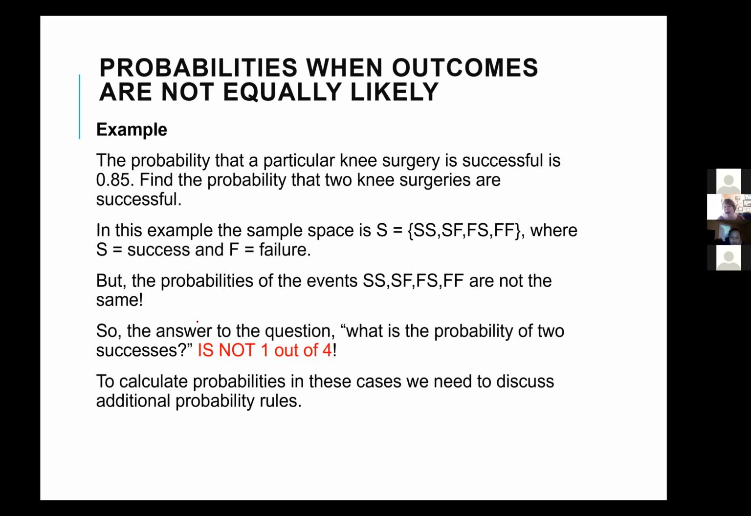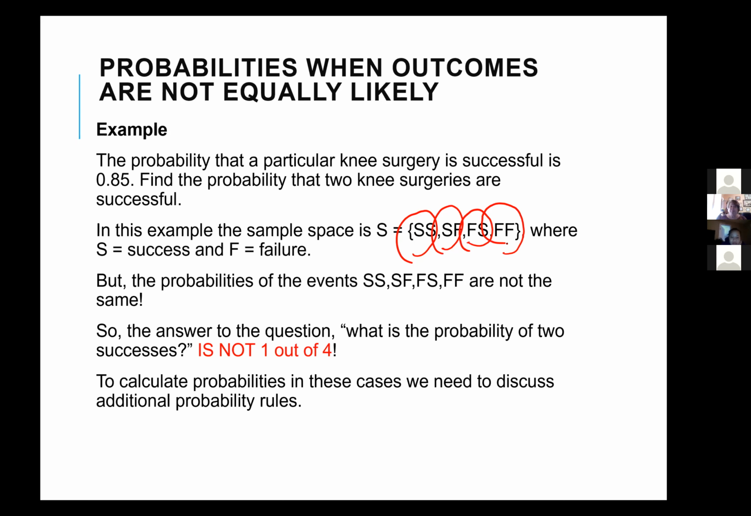So what are the possible outcomes if you perform 2 knee surgeries? Well, they could both be successful. Or the first surgery could be successful and the second surgery deemed a failure, whatever their measure of success and failure is. The third outcome could be that the first surgery was a failure and the second surgery was a success. And the fourth possible outcome would be that both surgeries were failures.